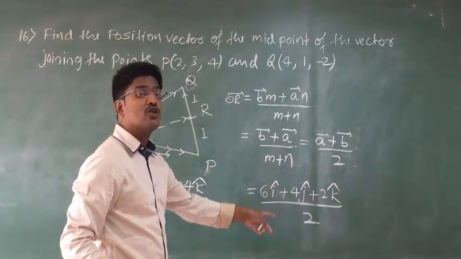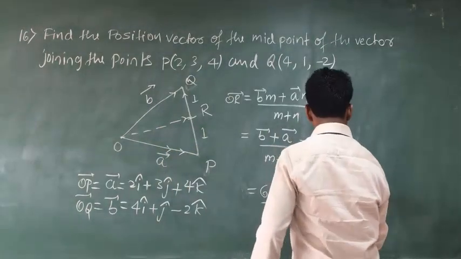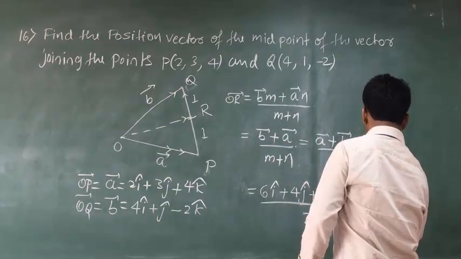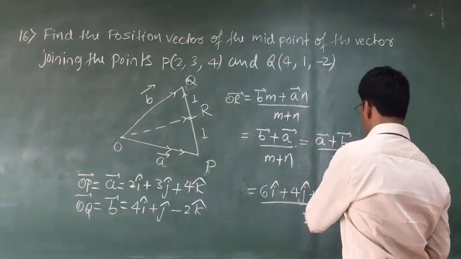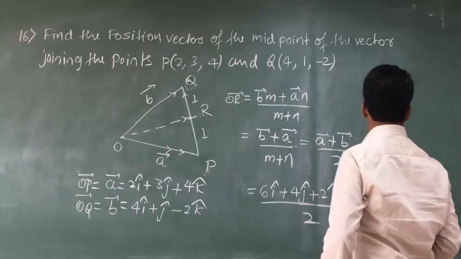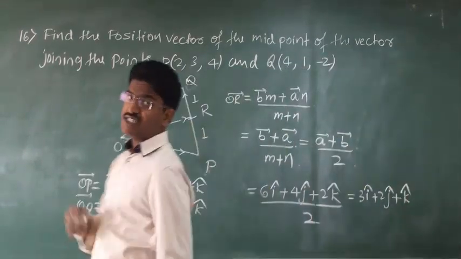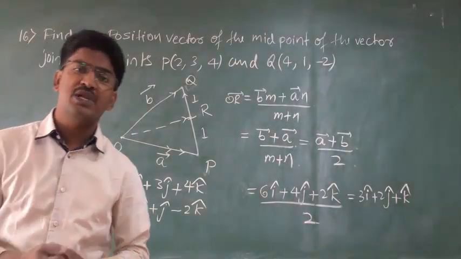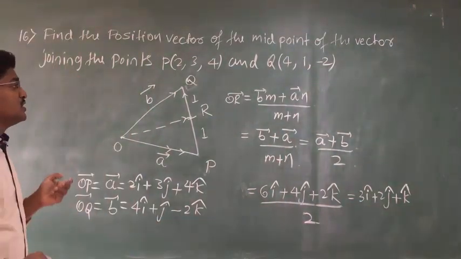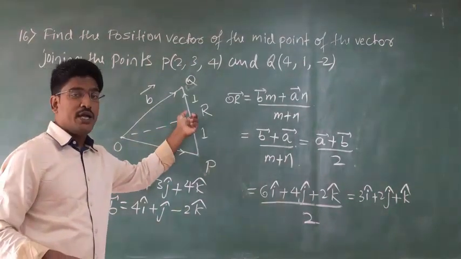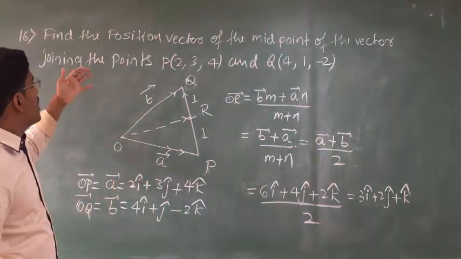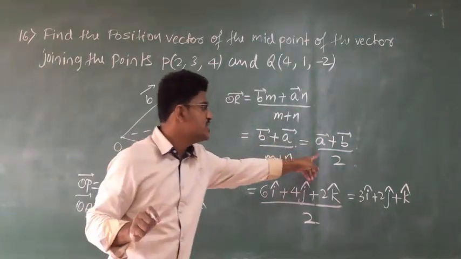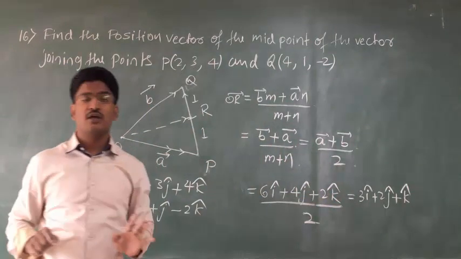So see, 2 is common. If I take 2 as common, it will be 3i cap plus 2j cap plus k cap. 2 will be common and cancel those 2 and 2. So the remaining answer is 3i cap plus 2j cap plus k cap. So that is the position vector of the midpoint. Clear? In exam, if they ask this problem, this diagram is not needed. Directly you write this formula and you simplify.